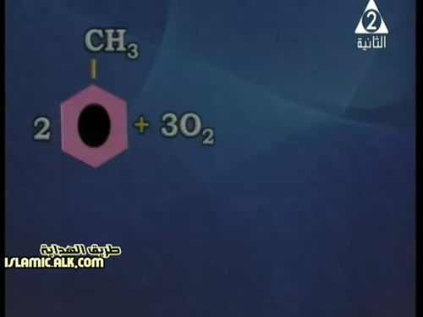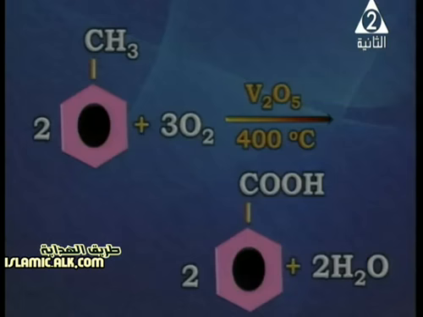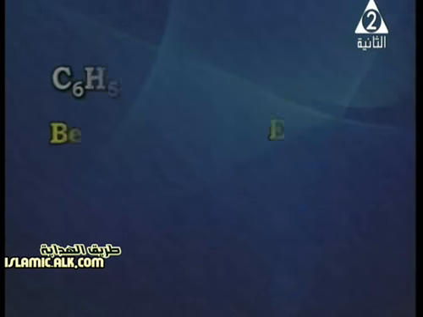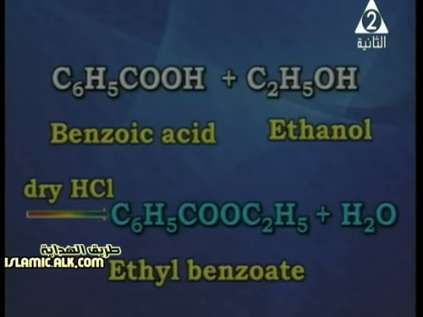Then, on oxidation of toluene in the presence of vanadium pentoxide at 400 degrees Celsius, it will give benzoic acid, releasing water. Then the benzoic acid, when it reacts with ethanol, which is an esterification reaction in the presence of dry hydrogen chloride gas, gives ethyl benzoate, C6H5COOC2H5, releasing water.